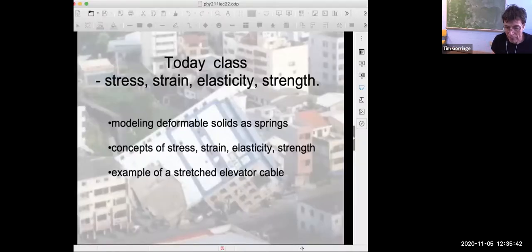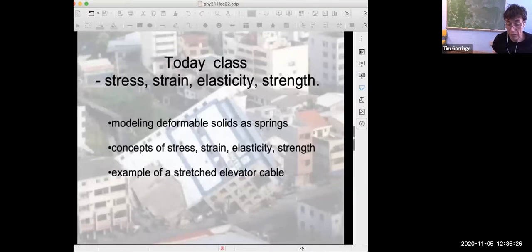So today's class is about this language of deforming matter, of deforming materials like steel rods and plastic rods as examples. And we're going to introduce this language of stress, strain, elasticity, and strength. We're going to model the steel rod or the plastic rod or a steel wire or a copper wire as springs, as actually a little collection or assembly of atomic and molecular springs. And so we're going to introduce these concepts of stress, strain, elasticity, and strength.